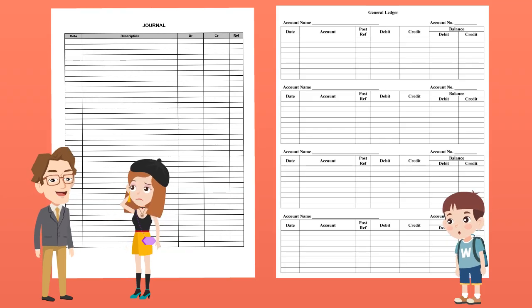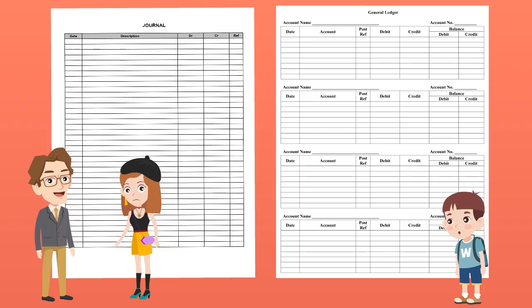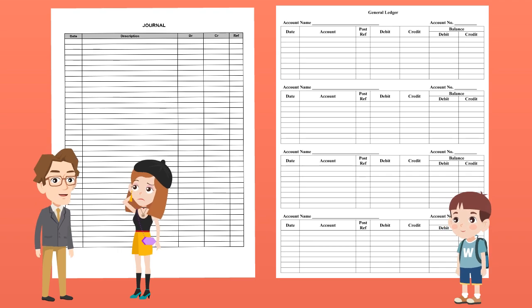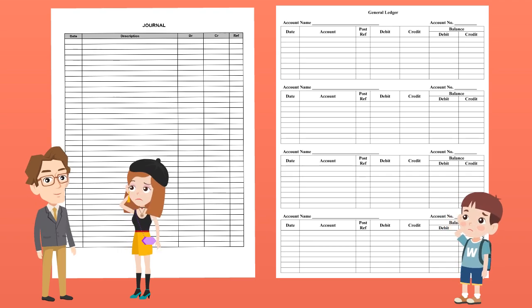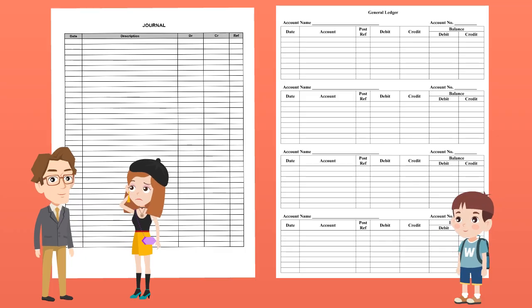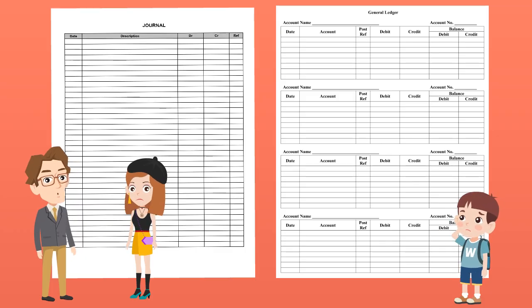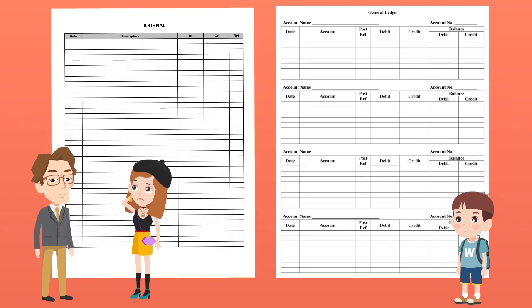Next, we have the general ledger. The general ledger is a master record containing a complete history of all the financial transactions for a business. The transactions from the journal are summarized and posted to the general ledger. It is organized by account name and/or account numbers.